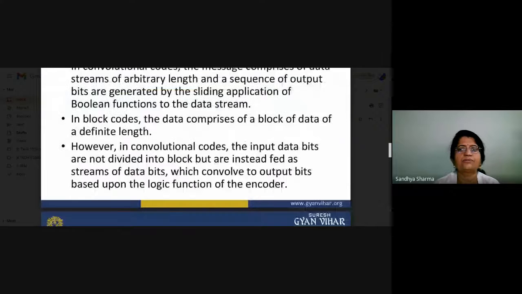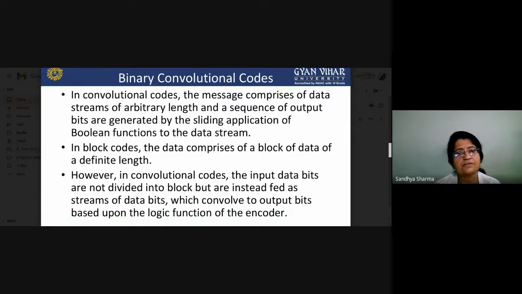If we are again talking about the convolution code, the input data bits are not divided into blocks. In the linear block code, data are divided into blocks, and the number of bits of that block is fixed. While in the convolution code, the input data bits are not divided into blocks as we do in block codes, and they convolve to output bits based upon the logic function of the encoder. For encoding purposes, we have designed an encoder upon a certain algorithm, and according to that our data will be achieved at the output.